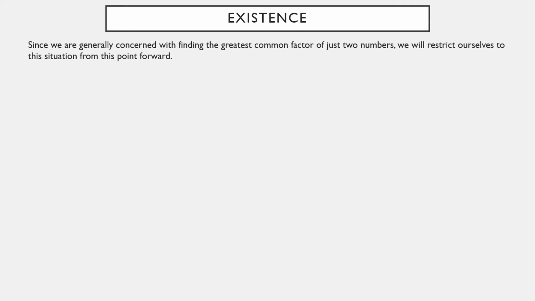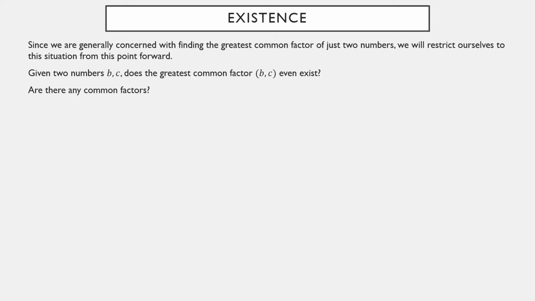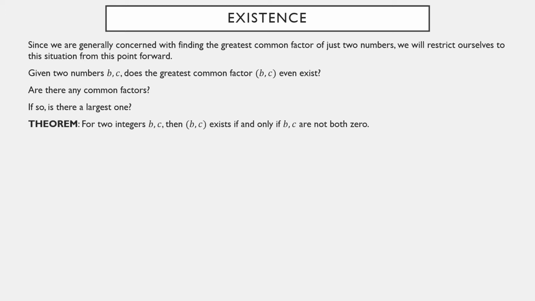Well, do such things even exist to begin with? So as I've mentioned, we're generally just going to be worried about finding the greatest common factor of 2 integers. And so from this point forward, that's what we're going to be looking at. So given 2 integers, is there even a greatest common factor to find? Are there any common factors at all? If so, if there are common factors, is there actually a biggest one? So here's a theorem. Given any 2 integers b and c, the greatest common factor does in fact exist, but that's if and only if they're not both 0.